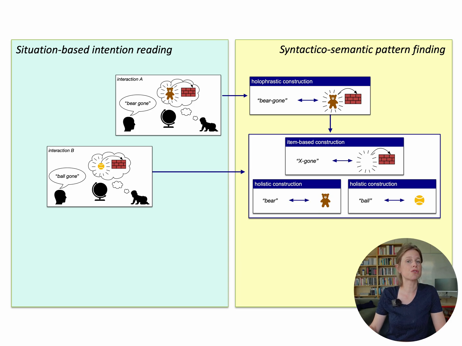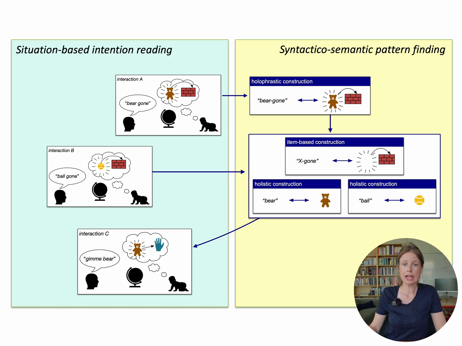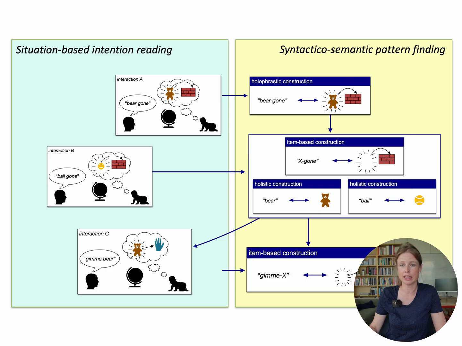The constructions that emerge from the pattern-finding process can in turn provide clues for the process of intention reading during future communicative interactions. For example, if the child later observes the utterance "gimme bear" in the context of a request by a caregiver to hand over their favorite stuffed animal, they can recognize the form "bear" related to its meaning and hypothesize that "gimme x" is associated to a request by their caregiver to hand over the reference of x. Pattern finding thus relies on intention reading for providing hypotheses about the intended meaning of observed utterances, while intention reading relies on constructions that result from pattern finding to constrain and navigate the space of possible meaning hypotheses.